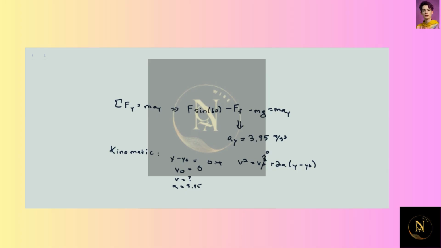Now this term goes away since v naught is 0, and you just plug in these values here, and then take the square root. And you get that the velocity is 1.78 meters per second. And that's the final answer to the problem.